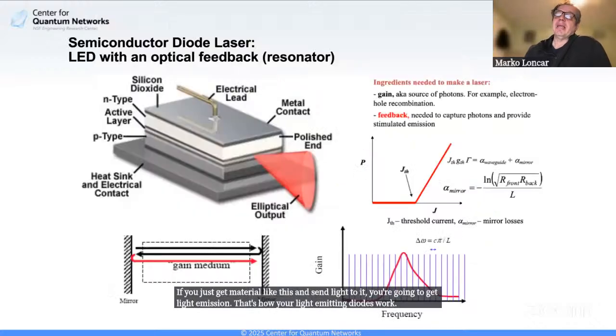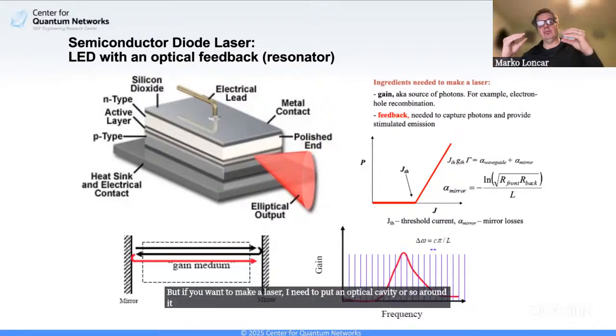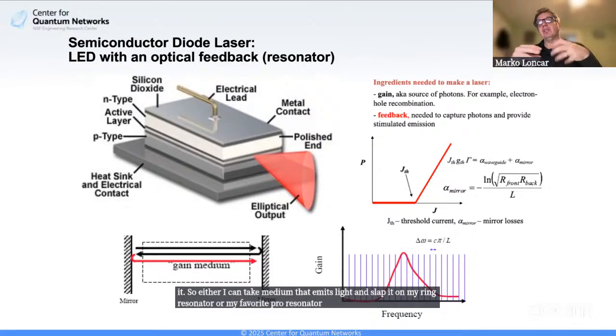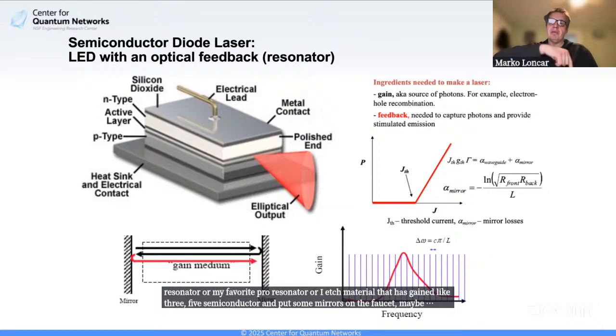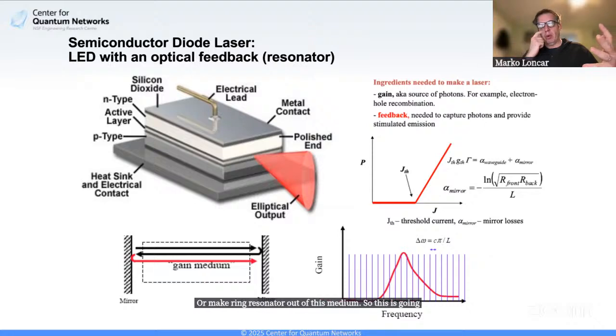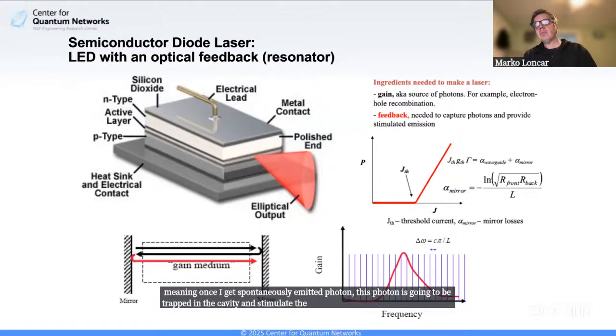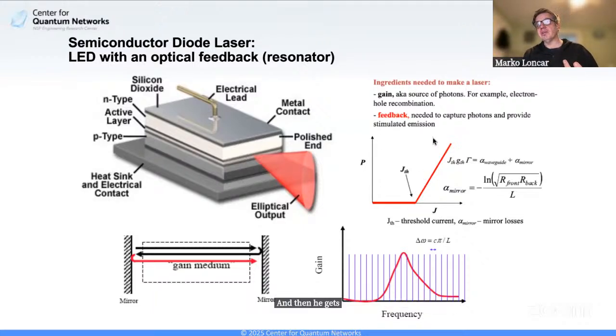But if I want to make a laser, I need to put an optical cavity around it. So either I can take a medium that emits light and slap it on my ring resonator or my Fabry-Perot resonator, or I etch a material that has gain, like a III-V semiconductor, and put some mirrors on a facet, maybe distributed Bragg reflectors, for example, or make a ring resonator out of this medium. This is going to give me feedback, meaning once I get a spontaneously emitted photon, this photon is going to be trapped in the cavity and stimulate emission of other photons. And then you get lasing, which is this curve here.